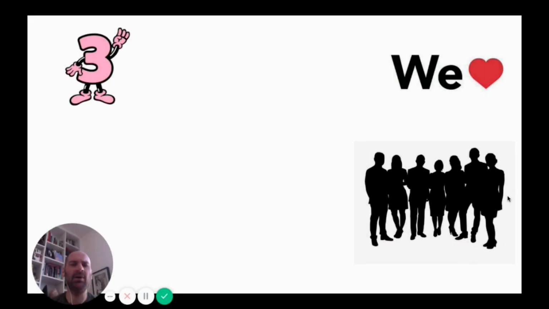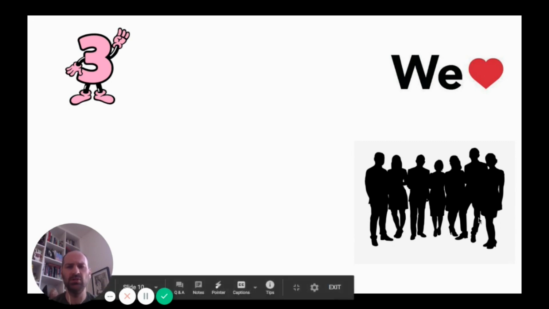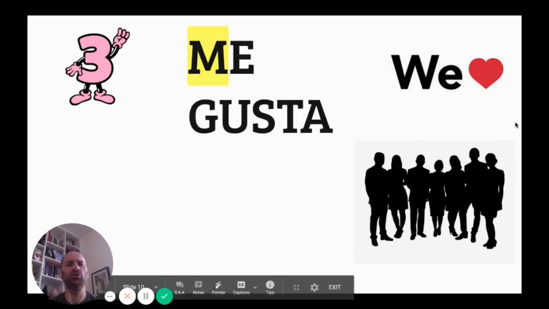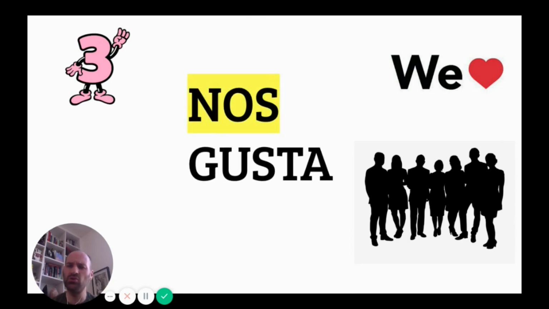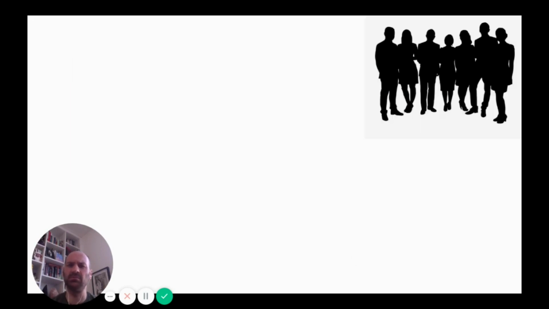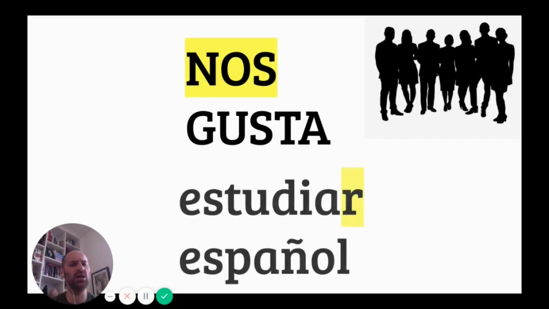Number 3 is about the opinion of a group of people. It could be you and your family, you and your friends. What we need to do is change that M of me to nos. Nos gusta means we like something. Let's see some examples. Nos gusta estudiar español. Por supuesto. Nos gusta estudiar español.